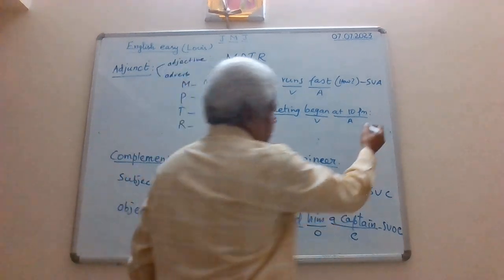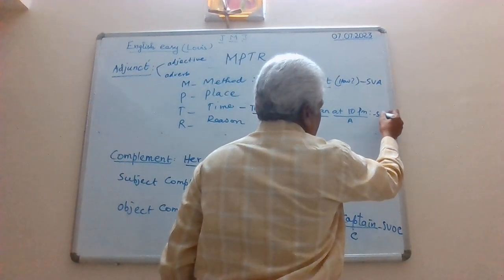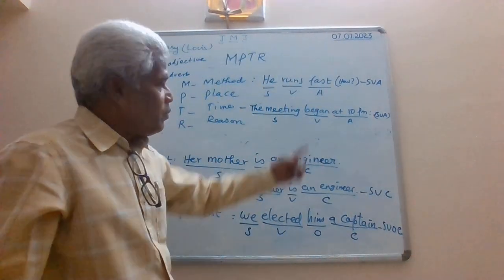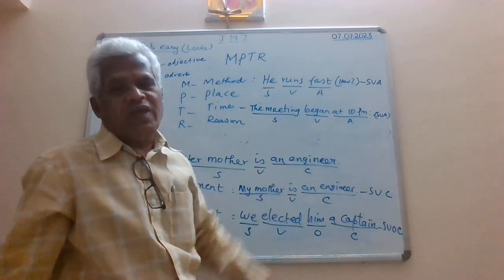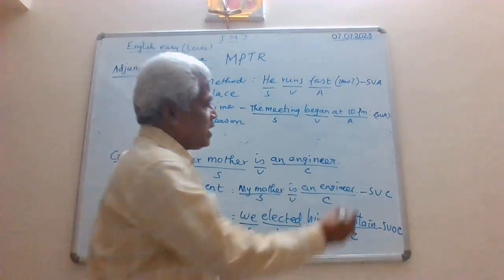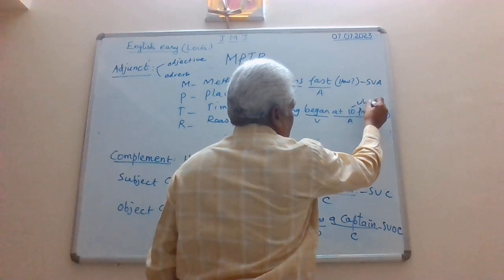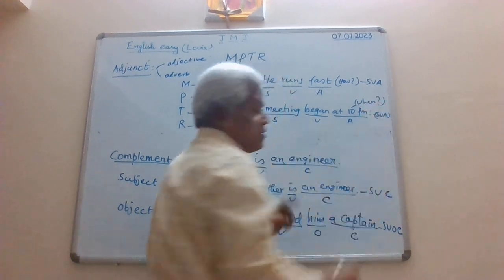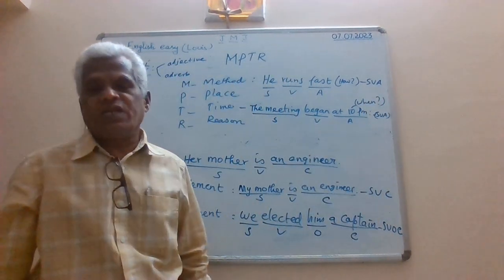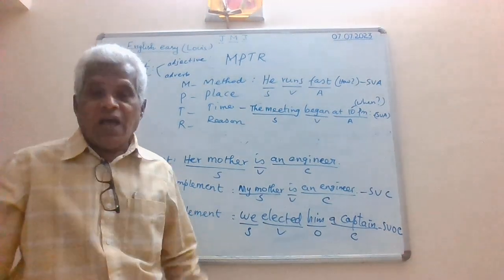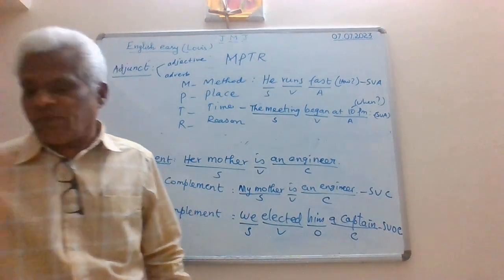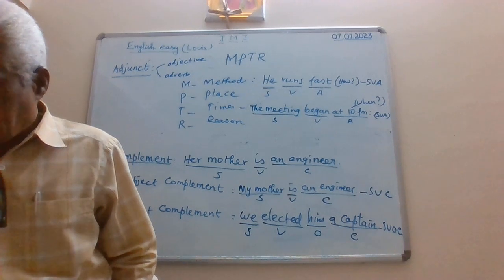This also again pattern is SVA of course, but it tells you when. It answers the question when. So when you have the word answering the question when, it is an adjunct and it will tell you about the time.